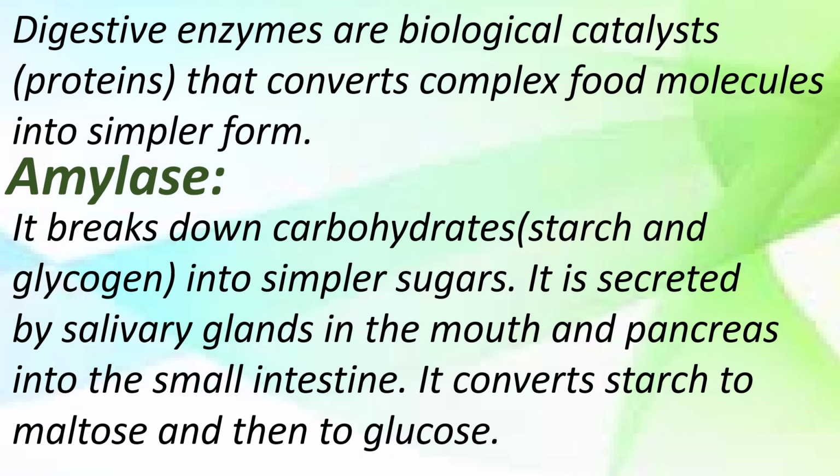Starch and glycogen are polysaccharides made up of many monomers, many glucose molecules. So, amylase breaks down these complex carbohydrates into simpler sugars, secreted by salivary gland and pancreas in the small intestine. Starch is converted to maltose and then to glucose. So the final product is glucose or fructose or galactose. So amylase speeds up the reaction and breaks down complex carbohydrates into simpler sugars.